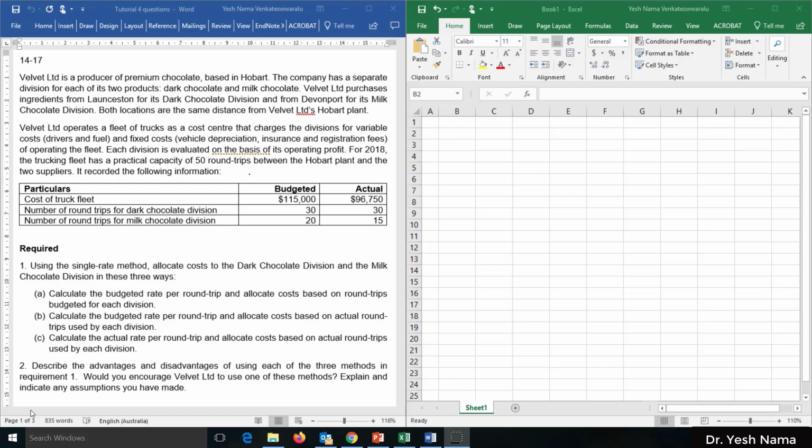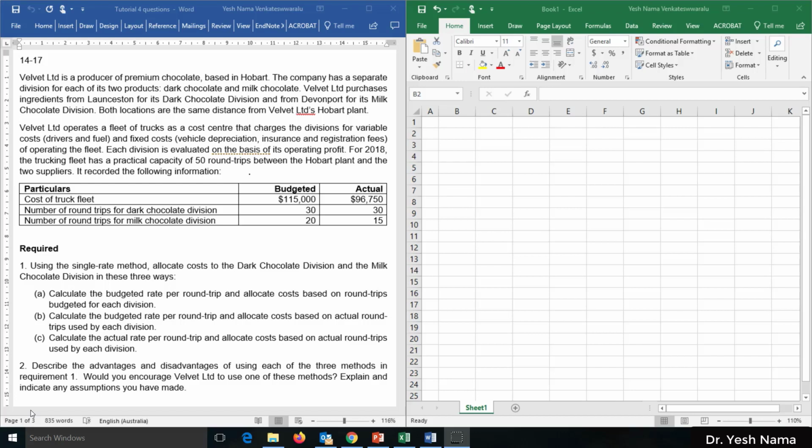For the year 2018, the company has a practical capacity of 50 round trips between the Hobart plant and the two suppliers. It recorded the following information. Cost of truck fleet: budgeted 115,000, actual 96,750. Number of round trips for dark chocolate division, budgeted 30, actual 30. Number of round trips for milk chocolate division, budgeted 20, actual 15.